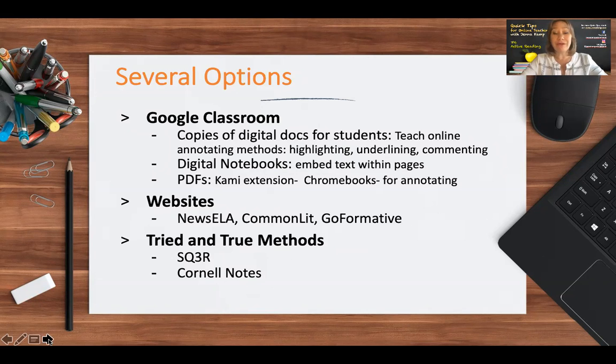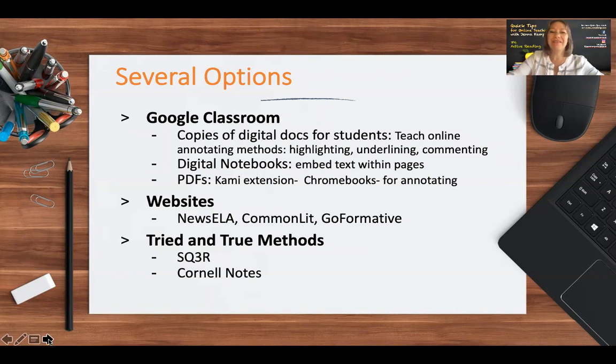There are also great reading material websites out there with reading comprehension and critical thinking questions built right in. My two favorites are News ELA and Common Lit. News ELA has articles on any subject across the content areas, from English to social science to history, math, science, art, health, you name it. Common Lit has much of the same types of articles, though they tend to focus a little more on the humanities. And I'll go into GoFormative in a bit.